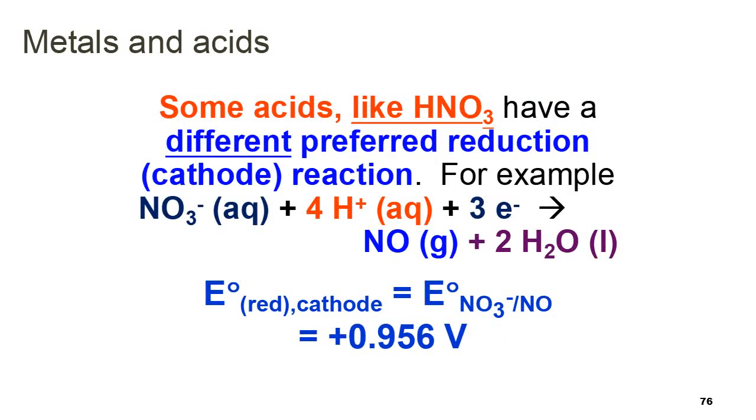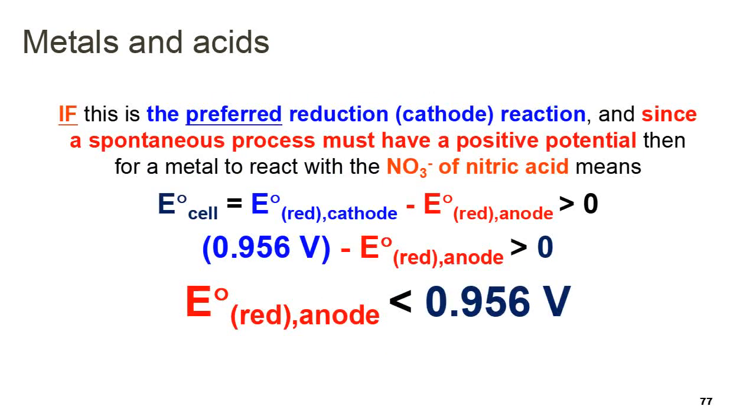Please note that some acids, like nitric (V) acid, have a different preferred reduction or cathode reaction as shown here. If that is the preferred reduction or cathode reaction, and since a spontaneous process must have a positive potential, then for a metal to react with the nitrate ions of nitric (V) acid, the electrode reduction potential of the anode must be less than 0.956 volts.